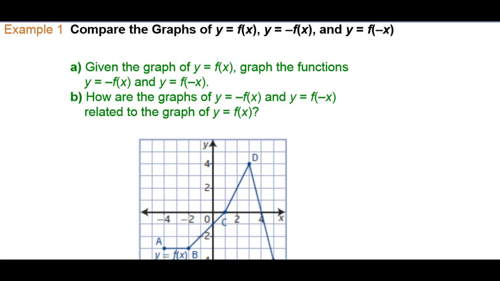Okay, so our first example, it says compare the graphs of f of x, y equals negative f of x, and y equals f negative x. Okay, so it says given the graph, so we're given the original f of x graph right there. It says graph this one, and then we need to graph the second one when it's a reflection on the x. So the easiest way to do this, remember, is we get a table, we'll mark down what our points are, and then we'll change the points, and then we'll graph. Okay? So I'll make my table.